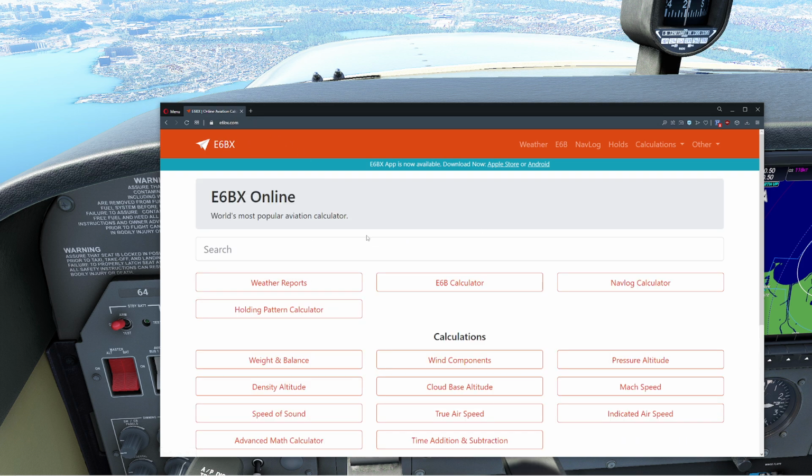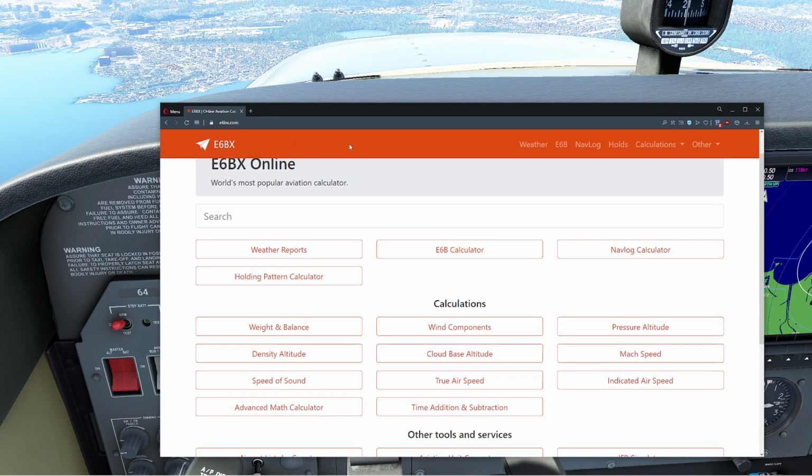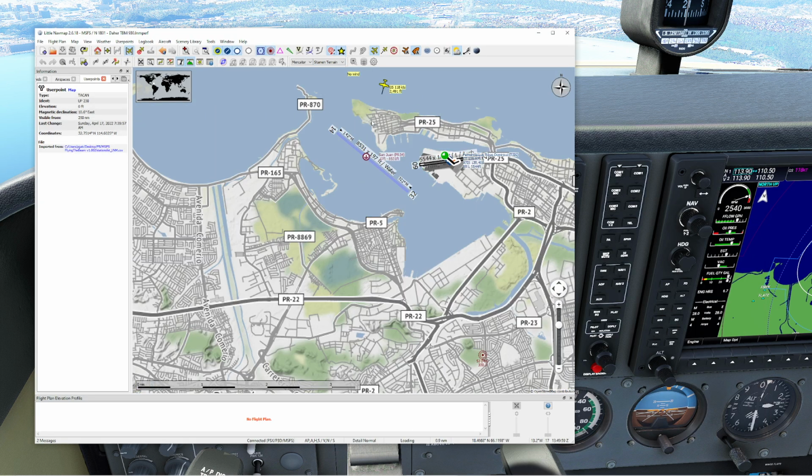So what I'm going to do is go to E6BX real quick. I'm going to grab ourselves a little nav map so we can plot this out. All right, we're looking pretty good to go. You can see we're just about here to hit this harbor.